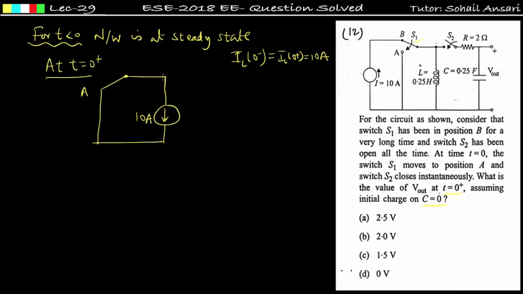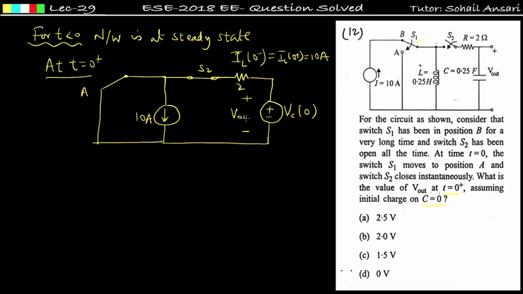Okay. Now this switch S2 is closed. So close this S2 switch having resistor R is equal to 2 ohm. Now capacitor can be replaced by voltage source having value Vc of 0. I told you in my previous lecture when I was teaching you the transient, that at t is equal to 0 plus, inductor can be replaced by current source having value IL of 0 and capacitor can be replaced by voltage source having value Vc of 0. Okay, we have to find this V out.